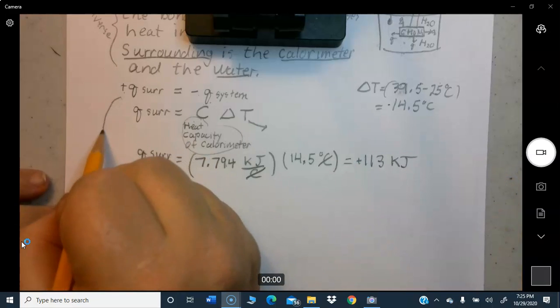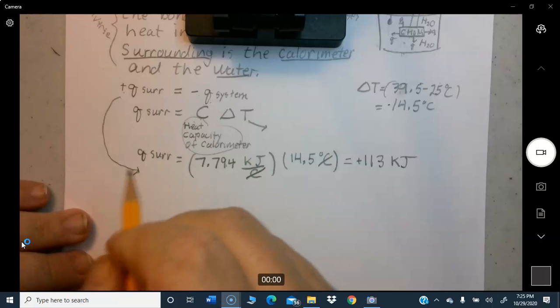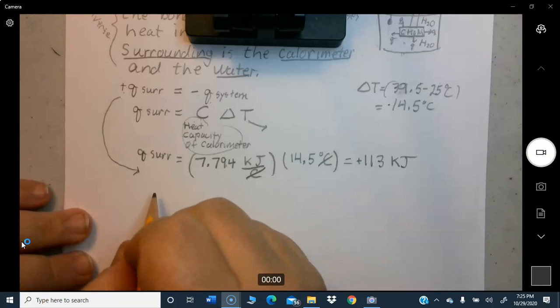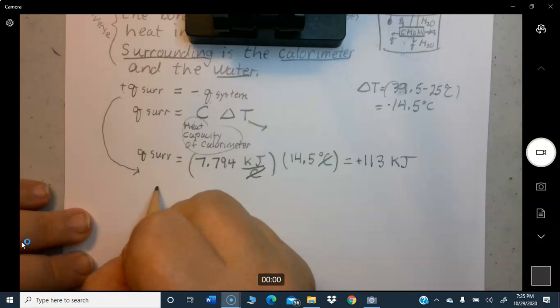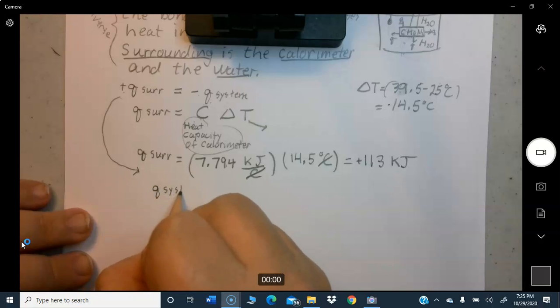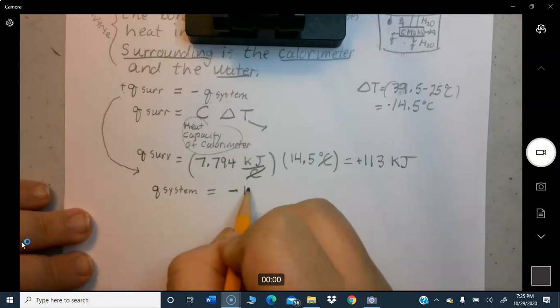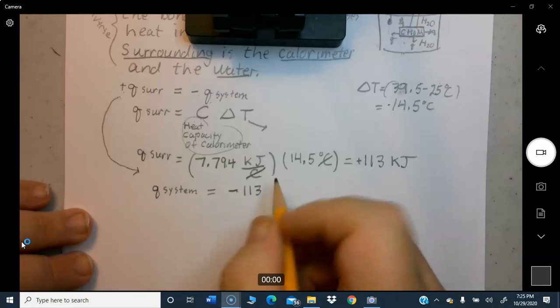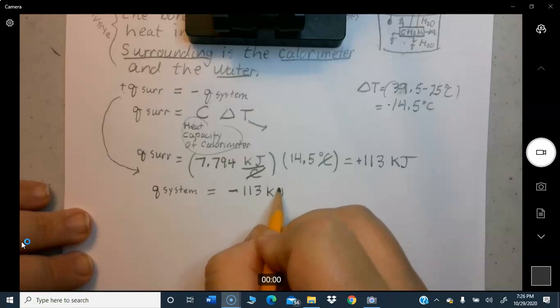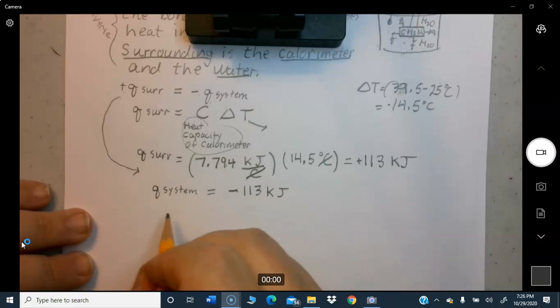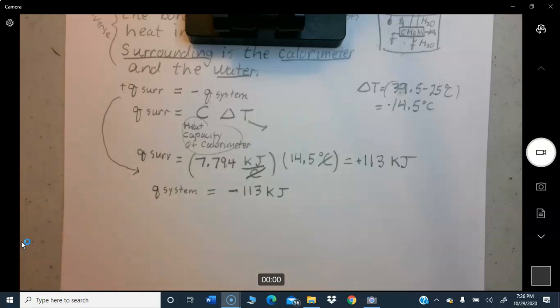So if we use this principle that what went into the surroundings is equal and opposite to what came out of the system, then the Q for the system, it's exothermic, so it's going to be a negative number, negative 113, because the heat came out of the system. And that's the number we're interested in. Okay, so that's essentially the answer, but we're not quite there. There's something else to note.